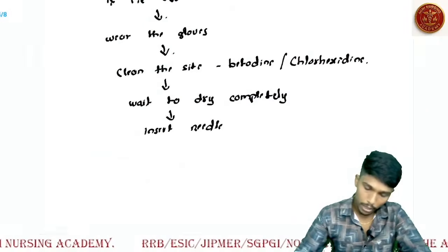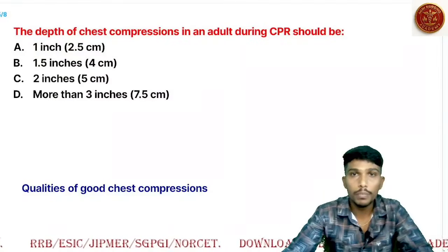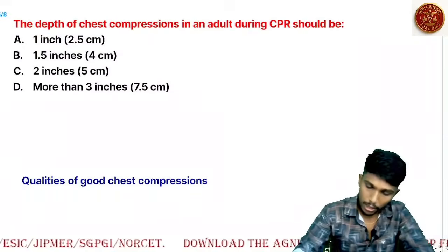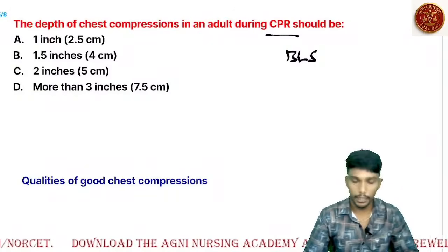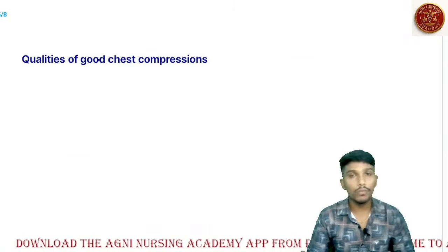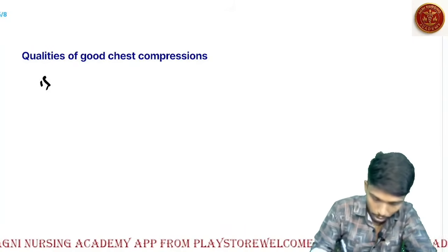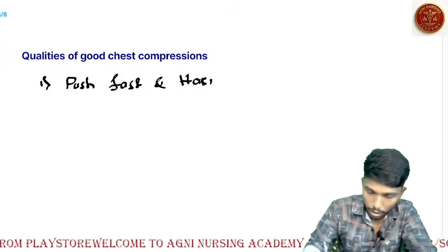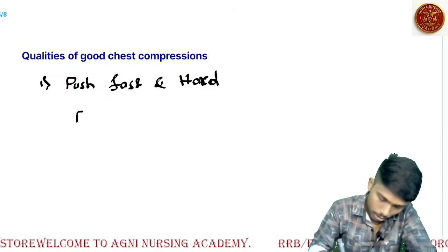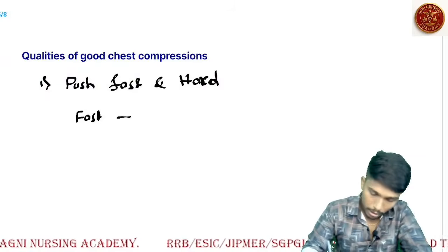Then coming to the next question: the depth of chest compression in an adult during CPR should be. This is basic life support. We have to do it properly and correctly. So I will discuss here the qualities of good compression. What are the good qualities of chest compression? First one, we have to push fast and hard. How fast do we have to push? Fast means how many chest compressions per minute.